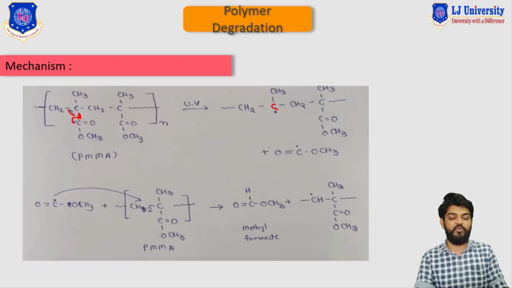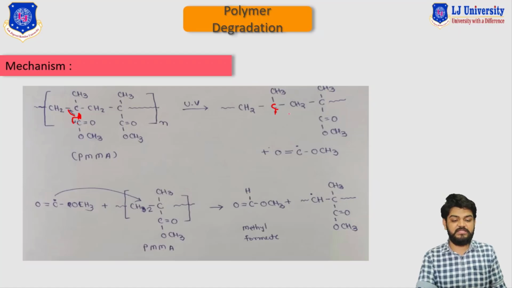This carbon now has one free radical, since this bond is now broken because of the ultraviolet rays. So you can see one free radical is generated, and this is the same structure.